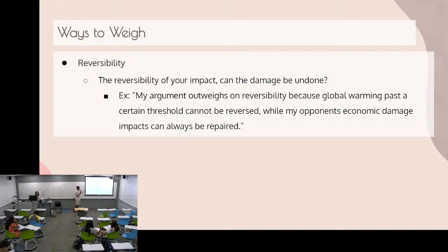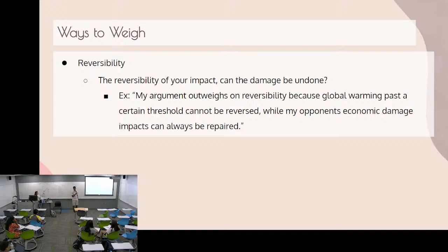So my argument outweighs on reversibility because global warming past a certain threshold can't be reversed, while my opponent's economic damage impacts can always be repaired. Right? Again, pretty logical. If your impacts can be reversed eventually, like they can come back, or the economy can bounce back, whatever it may be, that's less of a big impact than something like extinction, which can never come back again. Right? So yeah. So reversibility, again, you use all of these in combination with other stuff.